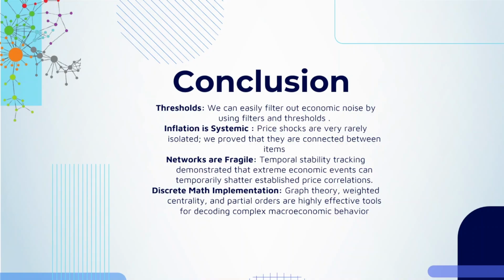First, applying strict discrete threshold filters out economic noise to show us the true backbone of inflation. Economically, we proved that inflation is a contagion. Our matrices showed that a shock to utility spills over and drags up the price of bread and grains. We also saw how fragile these networks are, with the 2024 data proving that extreme economic events can completely break down normal price correlations. Ultimately, this project demonstrated that discrete structures isn't just abstract math. By combining graph theory, centrality metrics, and partial orders, we can effectively map, measure, and understand the complex realities of our economy.